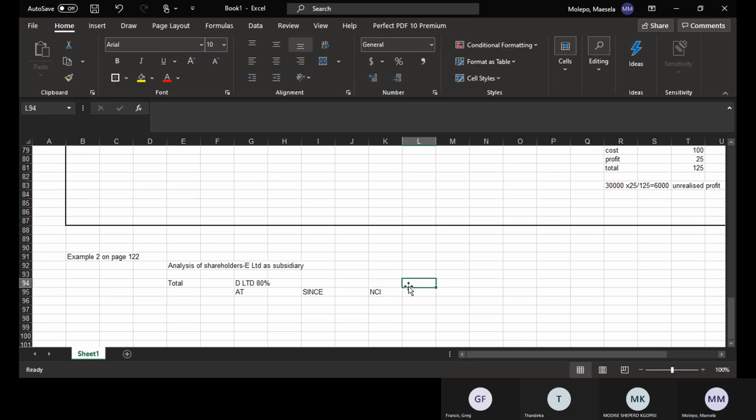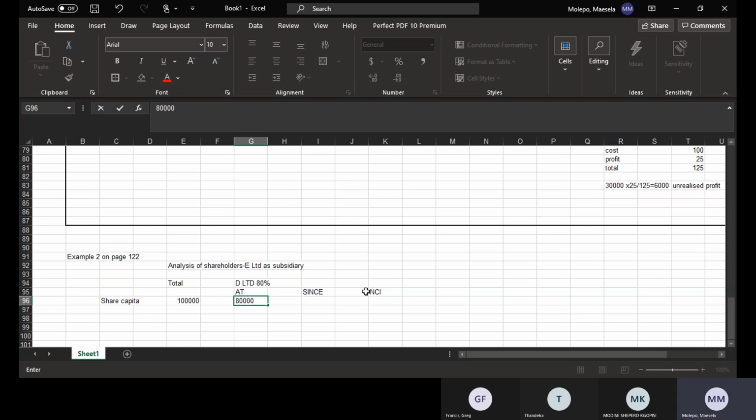So the share capital we already know, nothing changed. It will be similar to the exercise in the prior example. So the share capital is 100, and then the 80. I'm going to just run fast here so that at least we are able to tackle the elimination part. And then the 20.